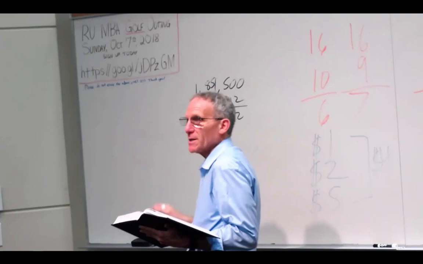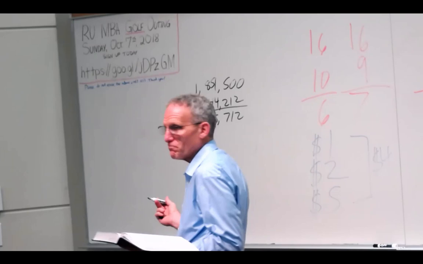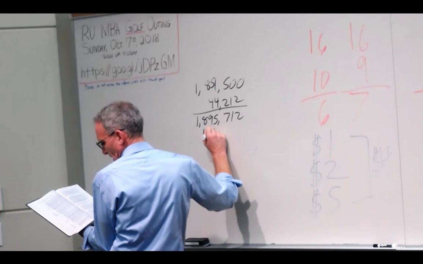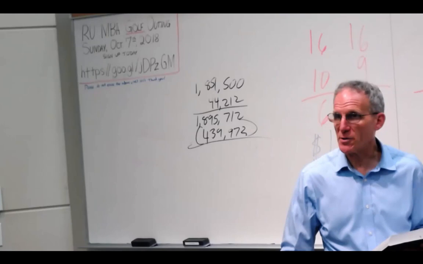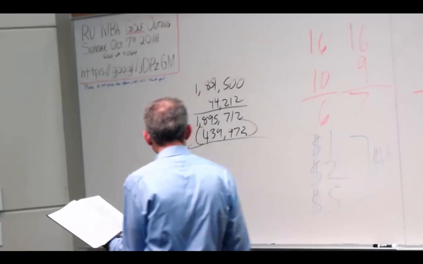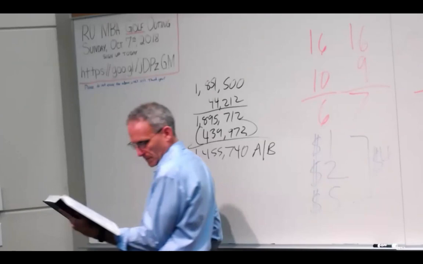What do they do during the 7 years with the property? They take depreciation deductions, right? Depreciation deductions of $439,972. And Code Section 1016 instructs that we reduce tax basis by depreciation deductions. So our adjusted basis is $1,455,740. Everyone agree?